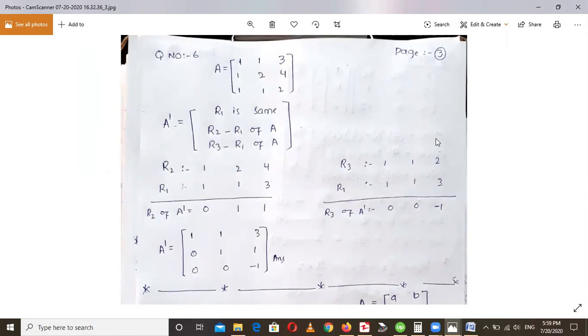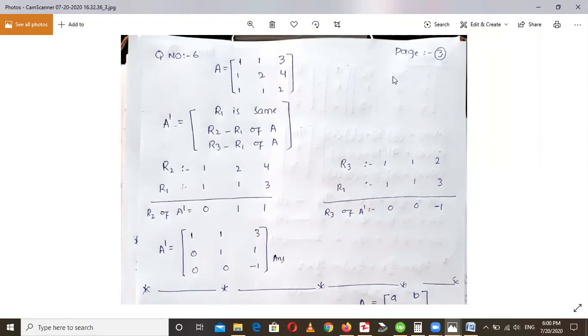Now look, this is the A matrix, the original matrix. And this is the matrix we will form, A dash. A dash will also have 3 rows and 3 columns, and the same numbers will appear in the new matrix as well. The first row of this new matrix will be the same as this one. I have written that R1, row 1, is the same, meaning row 1 will be 1, 1 and 3. We copy this row from here and paste it here, so we don't change this row.